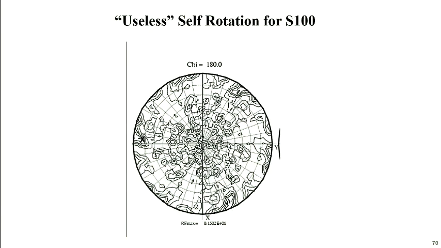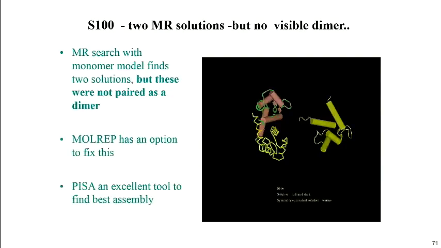But in fact, how could you? It's just a mess. It was not a useful piece of information. And in fact, the S100 was solved quite easily by searching first for one copy of the molecule and then for a second. Just a warning that when you get such a solution for molecular placement, they're not necessarily paired as a dimer. You had to move the gold molecule to its symmetry equivalent position before you actually had created the biological dimer.